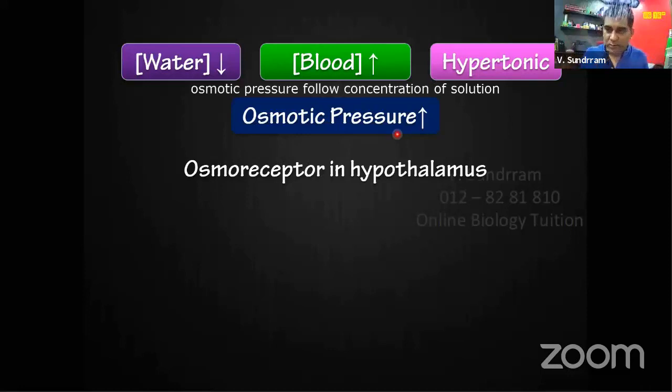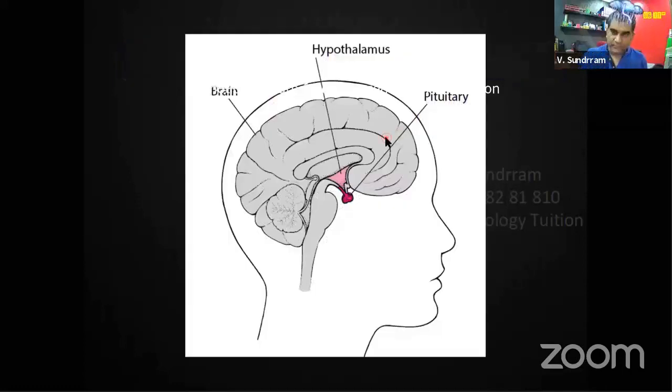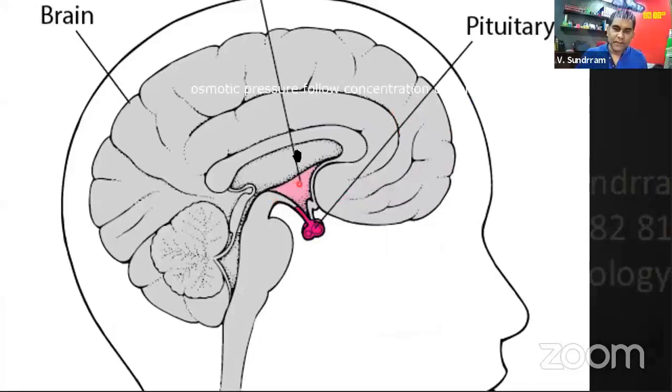No problem. Okay. I repeat, kita mesti guna osmoreceptor. Sebab itu jawapan mesti, the question must be in terms of osmotic pressure. If you don't know the meaning of osmotic pressure, you can't answer the 10 marks question. Always remember, osmotic pressure follows concentration of solution. Osmoreceptor hypothalamus will detect. Ini hypothalamus, right, in the middle of the brain. If I zoom in, ini hypothalamus.